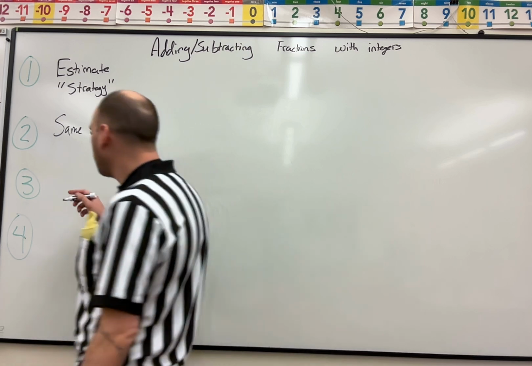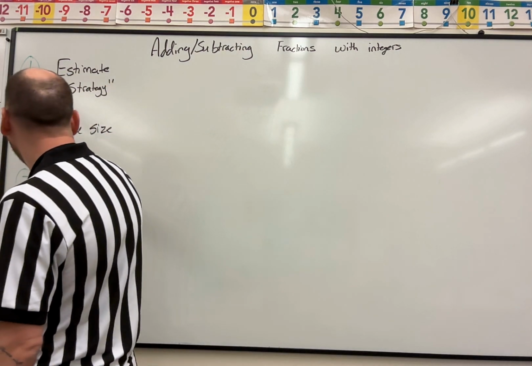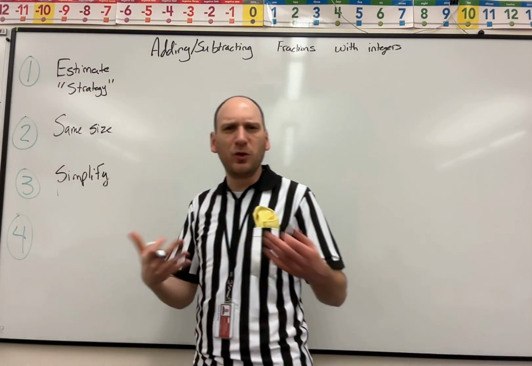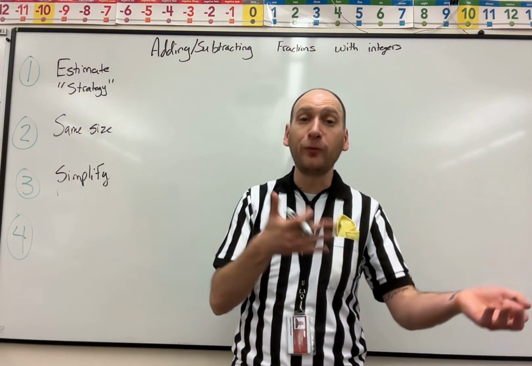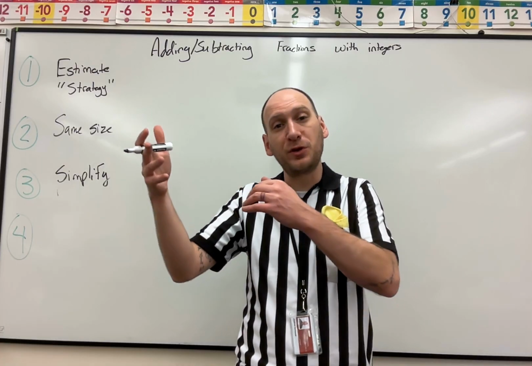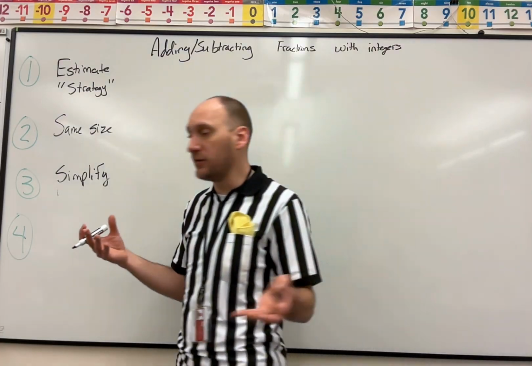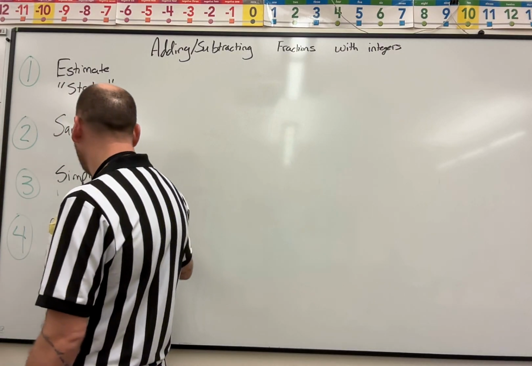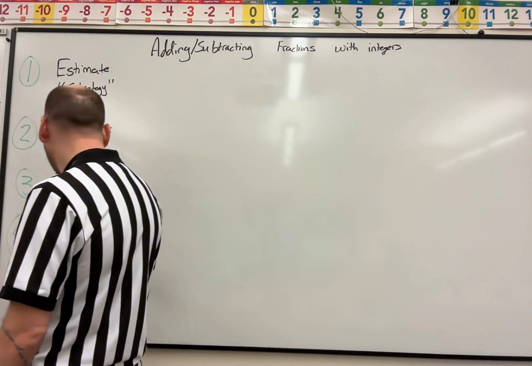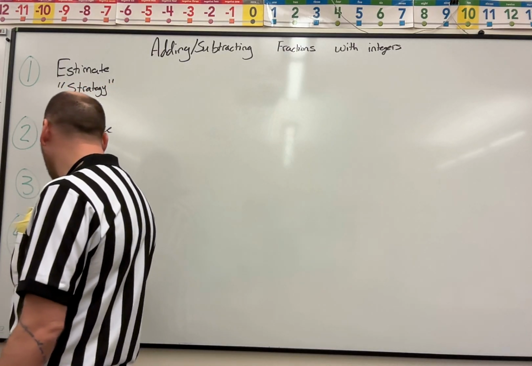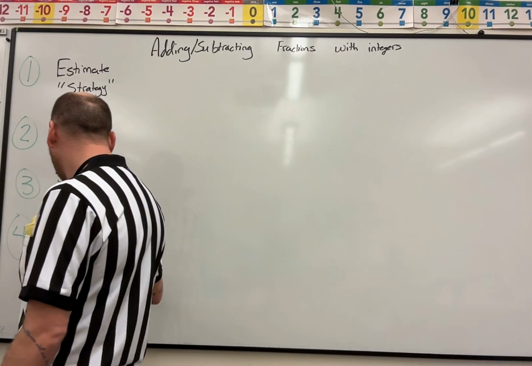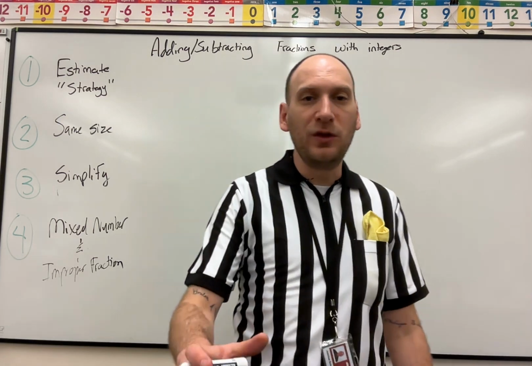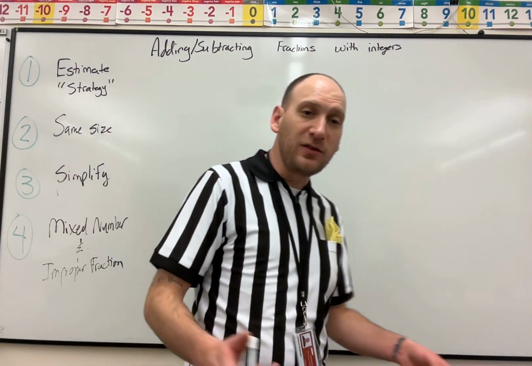Step 3 then is simplify. Sometimes at the end of your problem you'll have like 6 over 4 and you would need to simplify that to 3 over 2 in order to have the final answer, which needs to be both a mixed number and an improper fraction. So let's do an example and see what this looks like in practice.